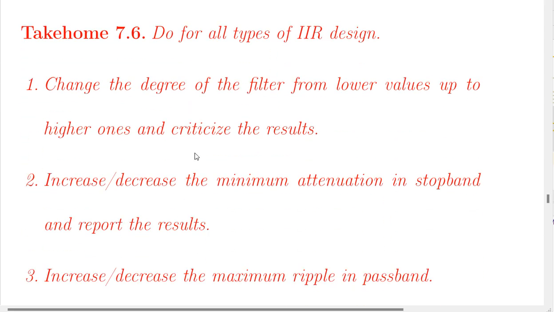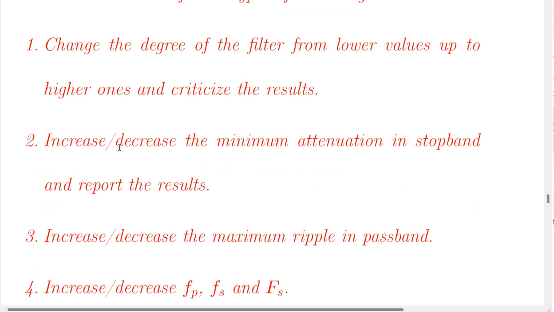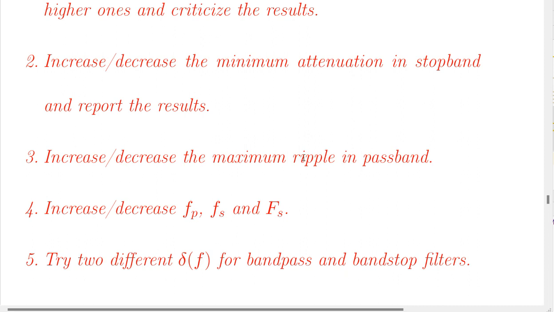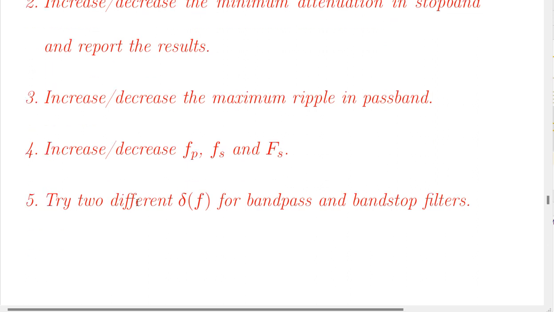Now do for all types of IIR design. Change the degree of the filter from lower values up to higher ones and criticize the results. Increase, decrease the minimum attenuation in stopband and report the results. Increase, decrease the maximum ripple in passband. Increase, decrease FP, FS, and FS. Try two different delta of F for bandpass and band stop filters. Okay?